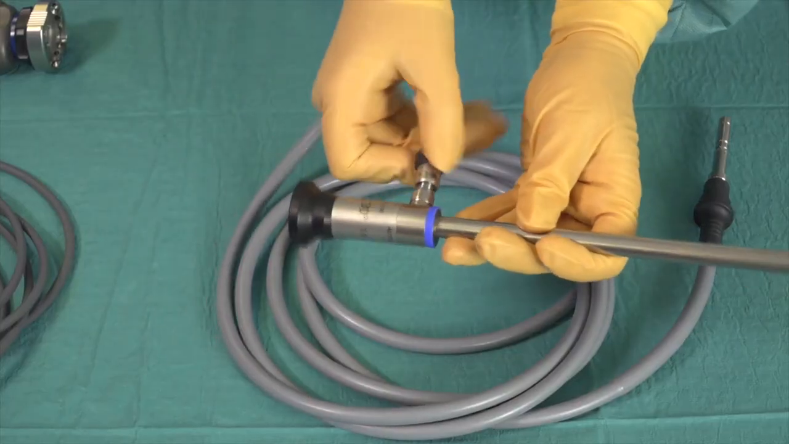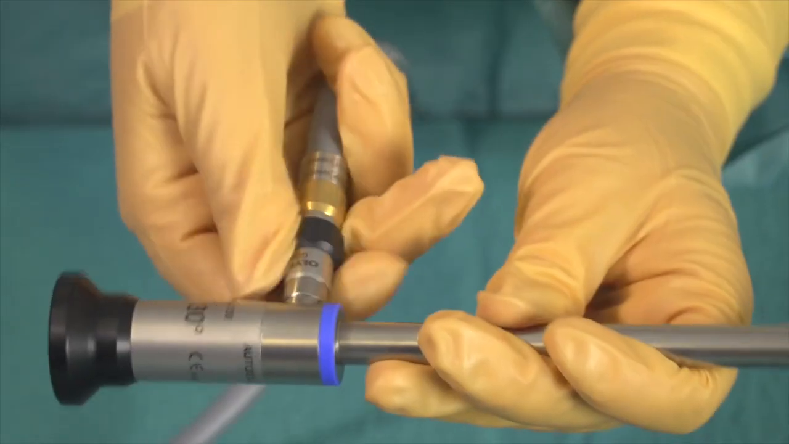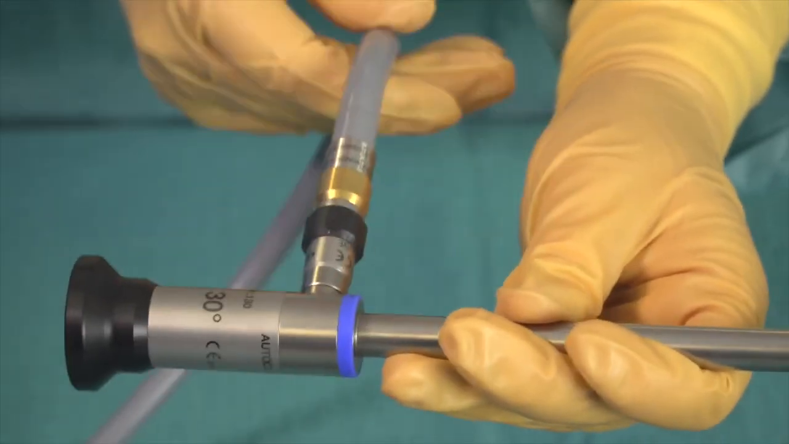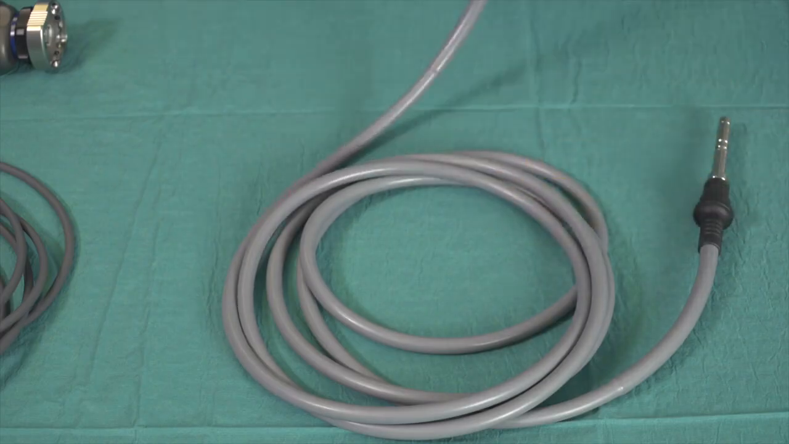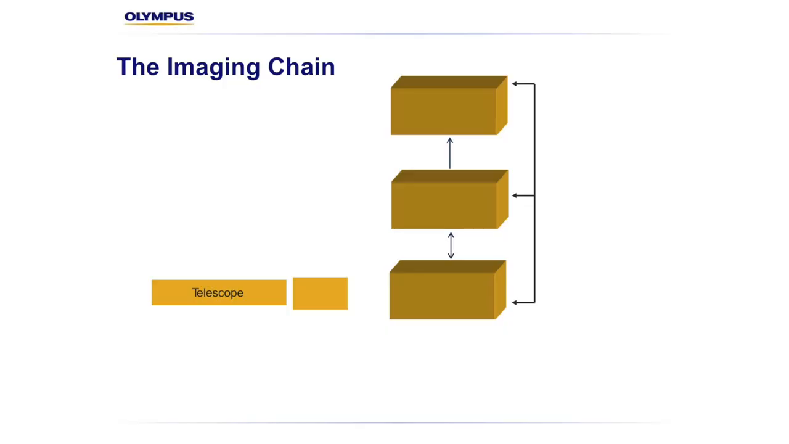The connection of the light guide onto the telescope is a simple thread twist. However, if you're going to use a competitor telescope or light guide, you may need an adapter. Just see your system IFU. This leads me to the next component of the imaging chain, the light guide and light source.